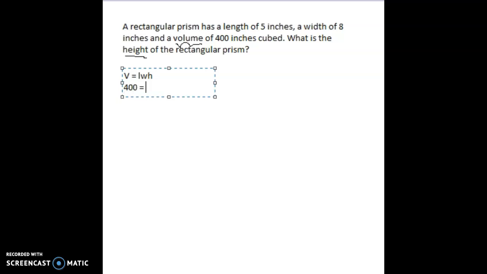Do I know my length? Yes, my length is 5. Do I know my width? Yes, my width is 8. Do I know my height? No, so I'm going to leave it as H. Now we got to solve for H.